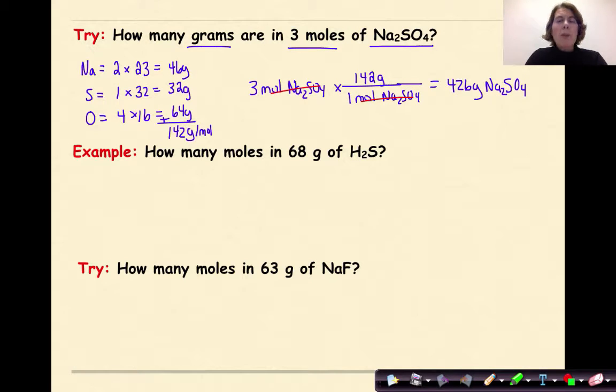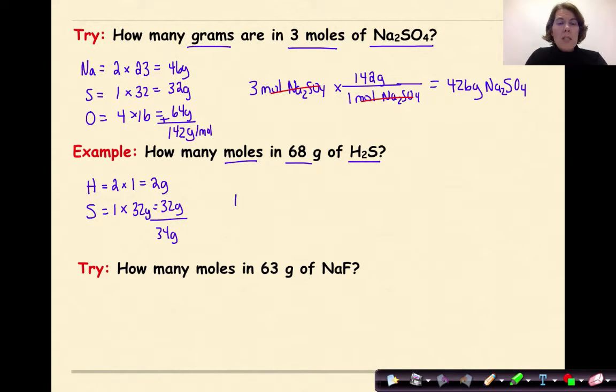Let's do another example, but now we're going to go in the opposite direction. How many moles are in 68 grams of H2S? I need to figure out the gram formula mass of H2S, so I'm going to write out a hydrogen and a sulfur. There are 2 hydrogens here with an atomic mass of 1, so that's 2 grams. There is 1 sulfur with an atomic mass of 32 grams, so that's 32 grams. If I add those 2 together, I get 34 grams per 1 mole of H2S.